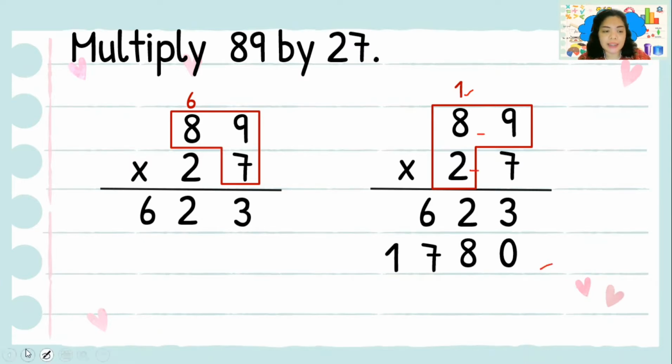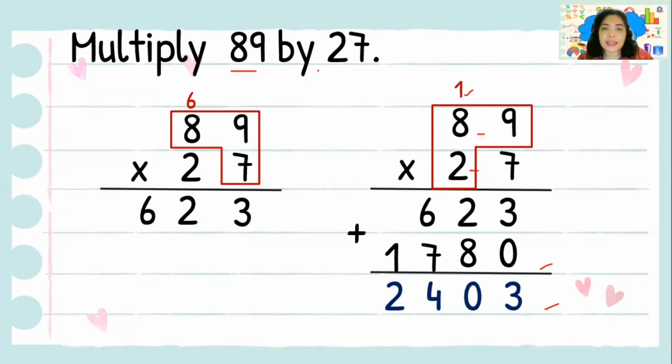Then let's add them. Let's add 623 plus 1,780, and the answer is 2,403. So 89 times 27 is 2,403.